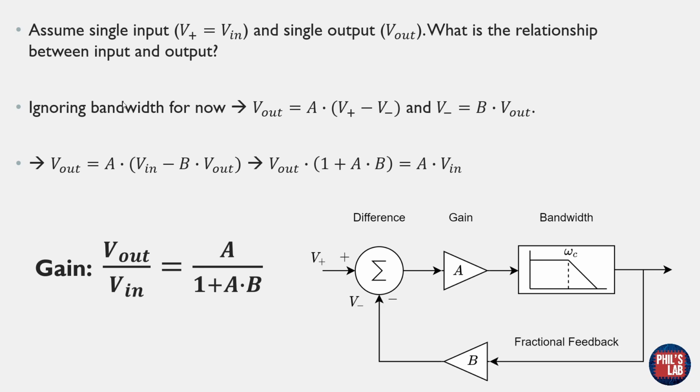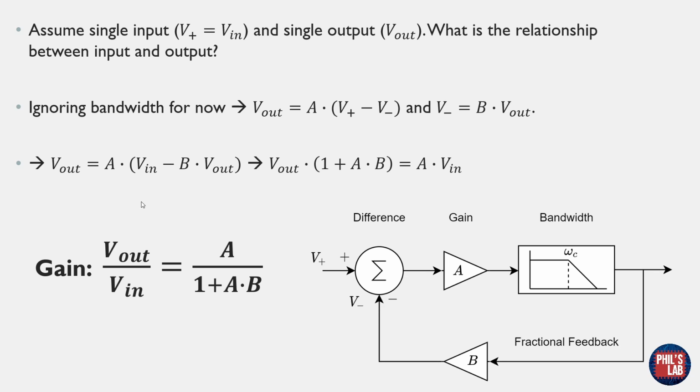Let's start off by ignoring the bandwidth. So let's get rid of this block for now, and then we just see the output is A times the difference at the input. V- we said is a fraction of the output, which is B times V out. So we can substitute this expression into this. This is what I'm doing here. And then I can rearrange for V out divided by V in, and we typically denote that by the gain.